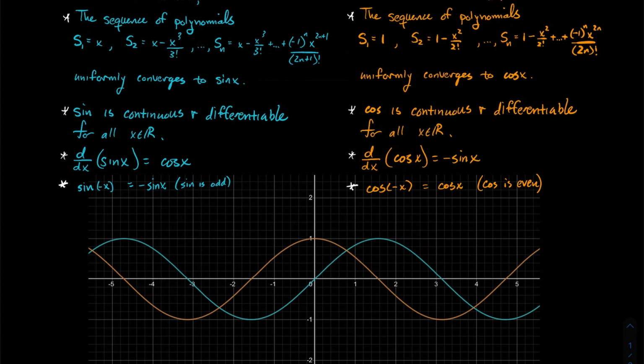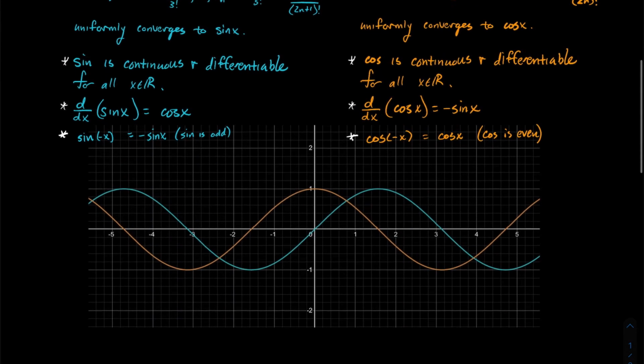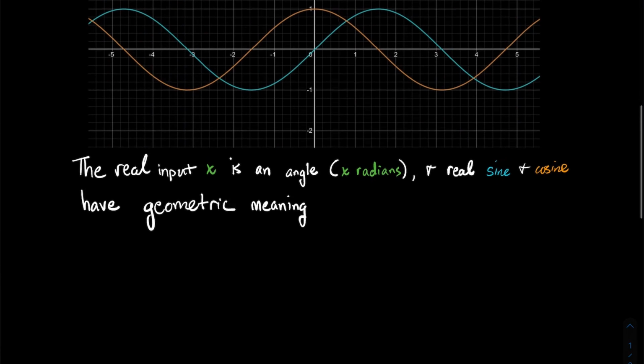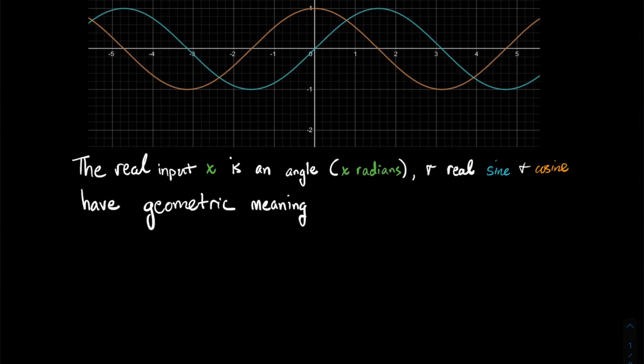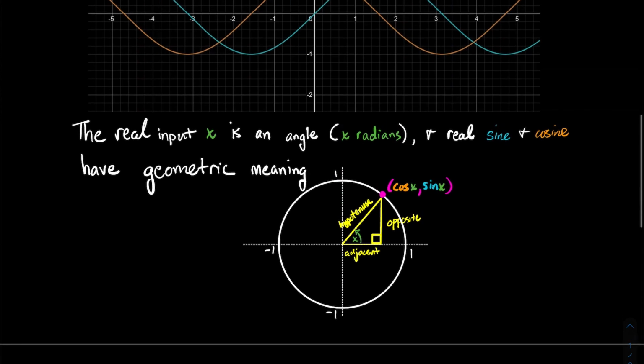So I'm trying to capture some properties of symmetry between these two functions. And so there are the graphs of the sine wave and the cosine wave that, again, we should be very familiar with. Now, the real input x is an angle that's measured in radians. And so real sine and cosine have a geometric meaning that you probably talked about more in a trig class, where you draw the unit circle and you draw a triangle in there, and x is going to be the angle that the x-axis makes with the hypotenuse of that triangle.